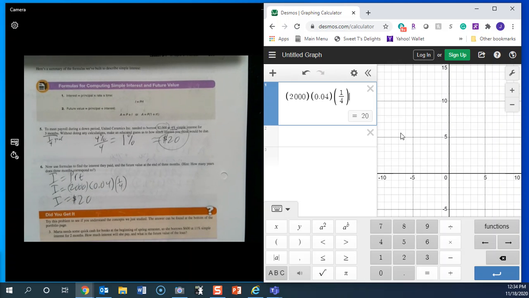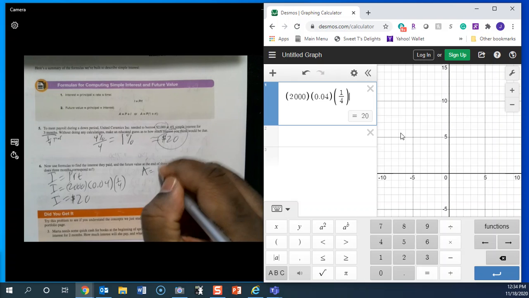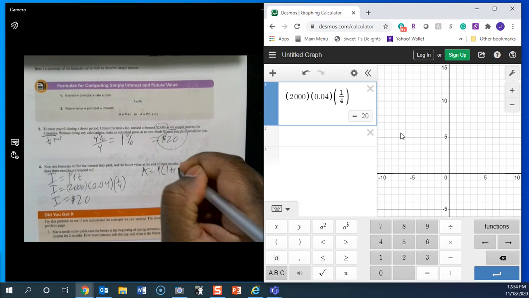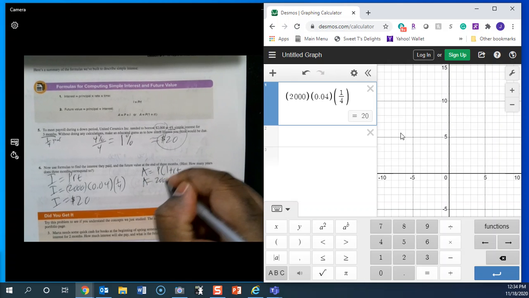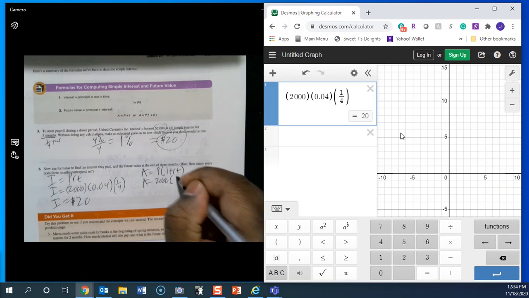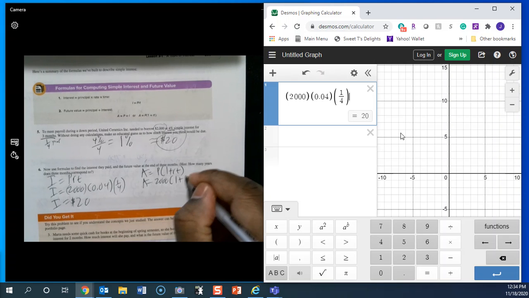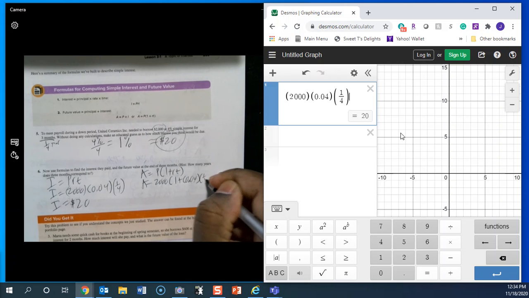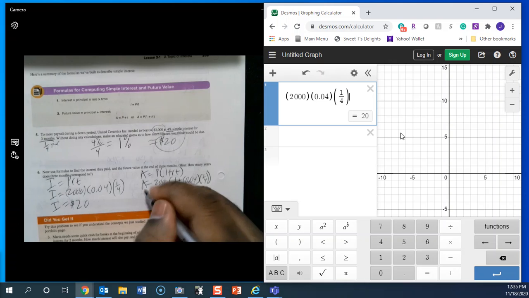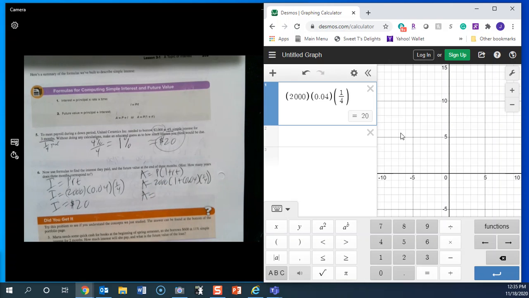Now they ask us to do the future value, which is A is equal to the principal times 1 plus RT. A is equal to the principal is 2000 times 1 plus the rate is 0.04. And the time will be 1/4 of a year. So we'll put this in our calculator.